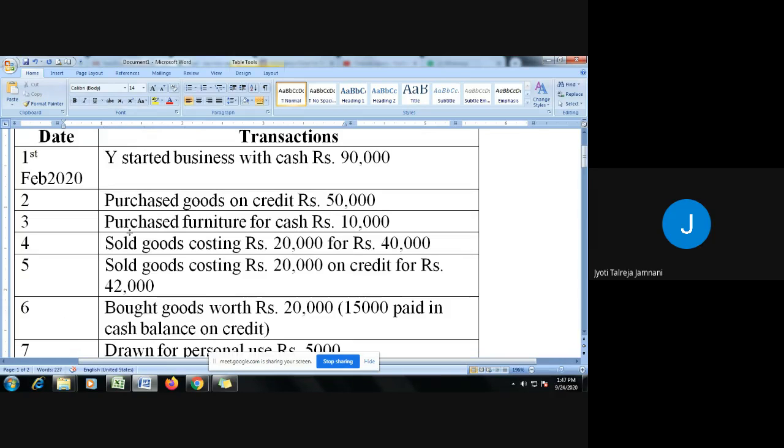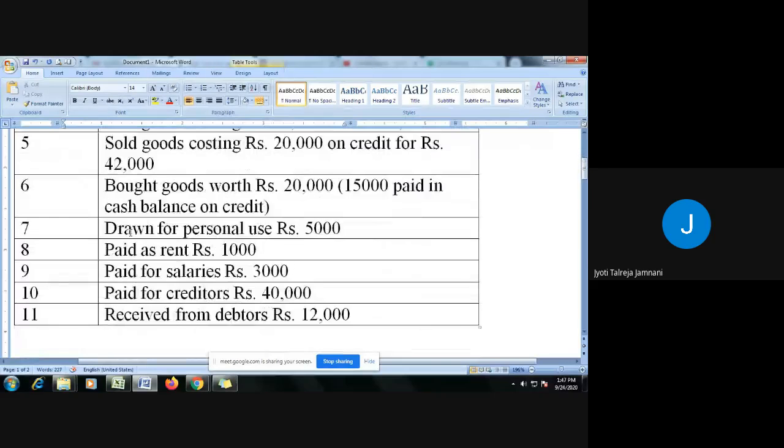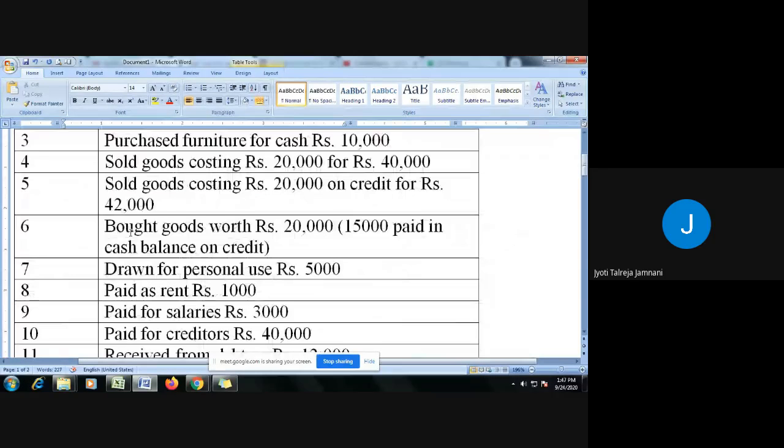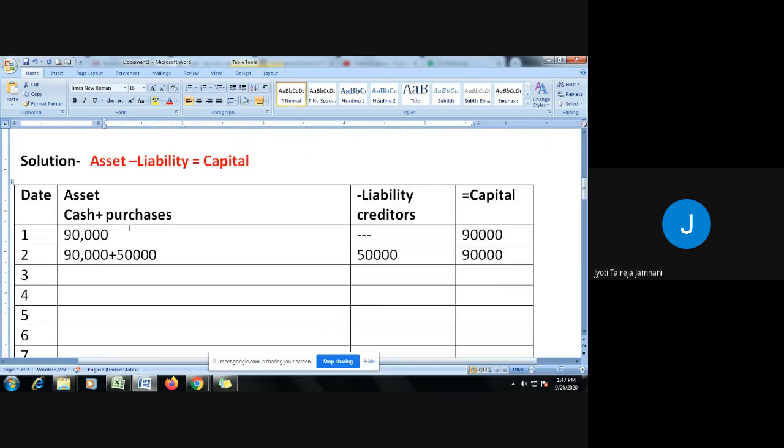Third, purchase furniture for cash rupees 10,000. So here see the transaction, purchase furniture for cash rupees 10,000. So furniture also is an asset, cash also is an asset, so it will have an impact on only the asset side. Now when you purchase furniture, furniture comes in, new asset got added, but you're paying cash, so by that much cash will get reduced.